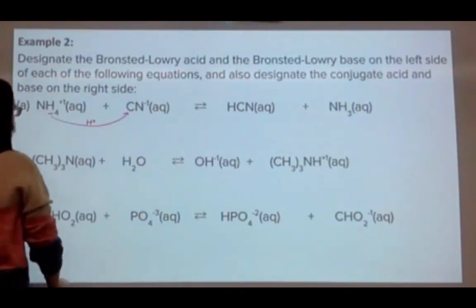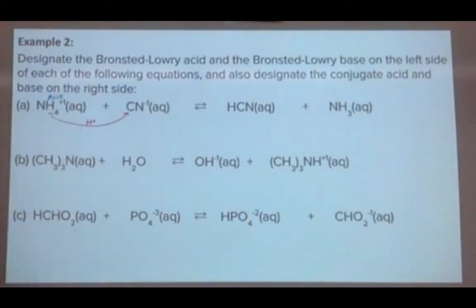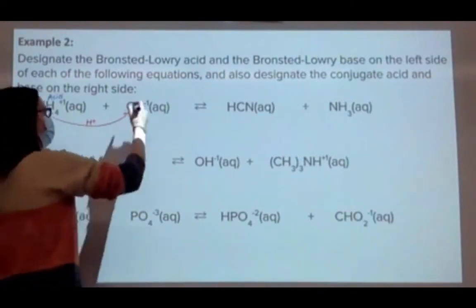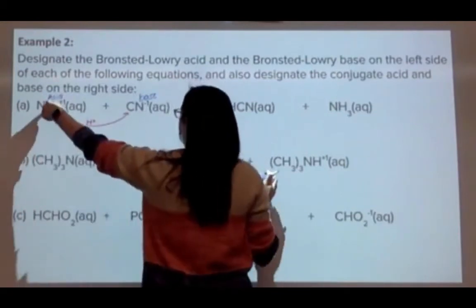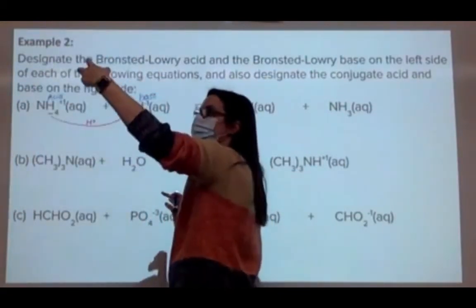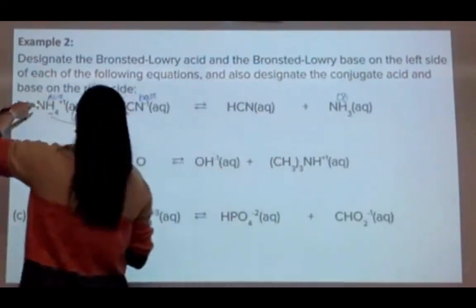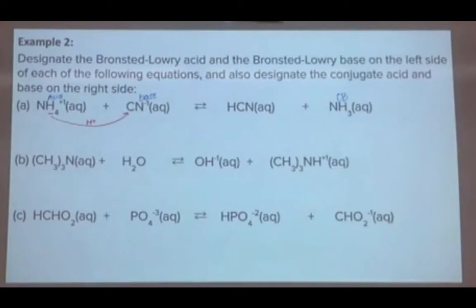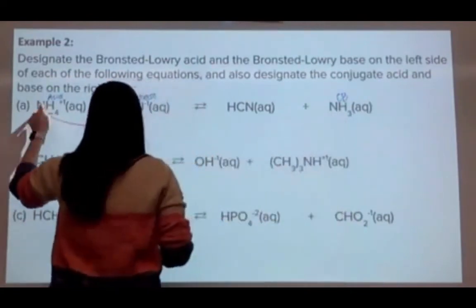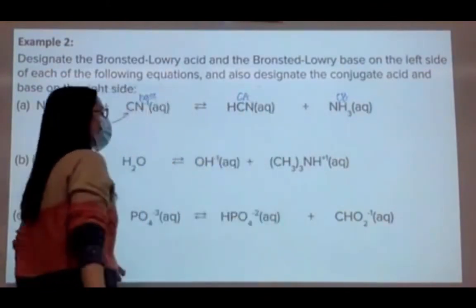So if NH4+ is donating the proton, it is the acid. CN- is accepting the proton, it is the base. After NH4+ gives up its proton, it becomes NH3. So if NH4+ is the acid, NH3, after it loses the proton, becomes the conjugate base. So see, you have an acid conjugate base pair. After CN- accepts the proton, it becomes HCN, which is the conjugate acid.